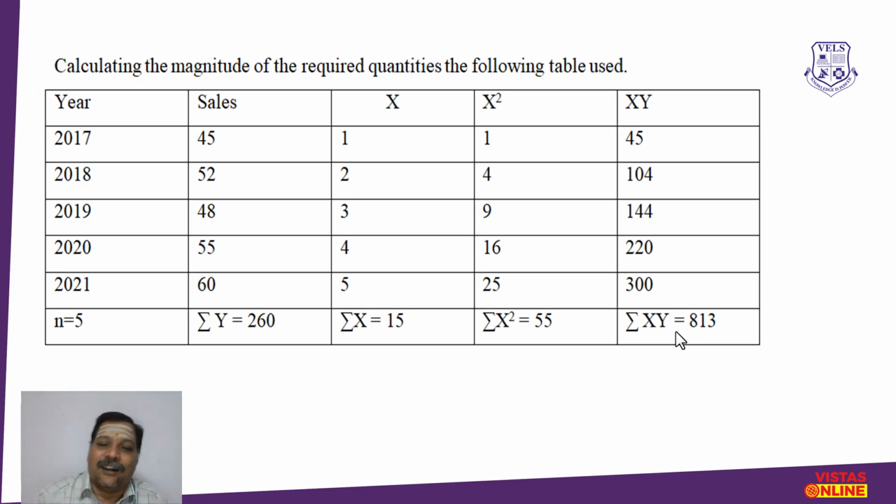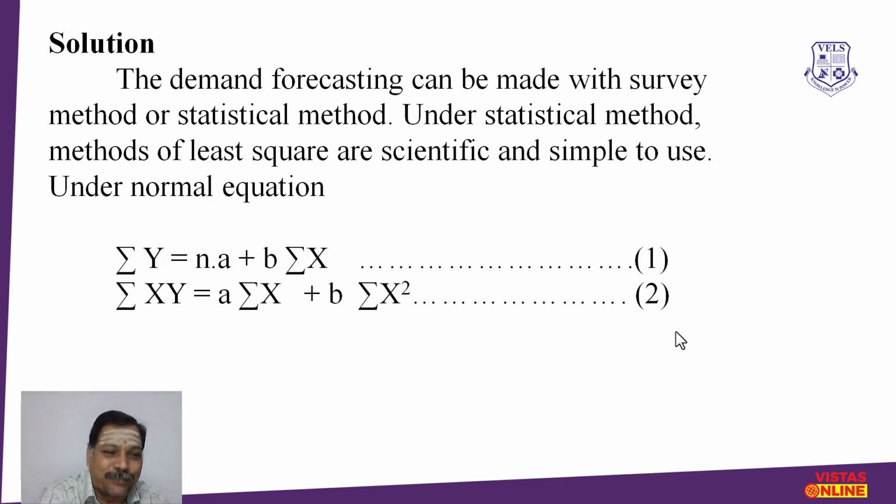So the total of these 5 values, summation xy equal to 830. So we are going to use these 5 values by applying in the two equations. Which equations? These two. Summation y equal to n into a plus b into summation x, summation xy equal to a into summation x plus b into summation y. So we are having n value 5, summation y is 260, summation x is 15, and summation xy is 813.